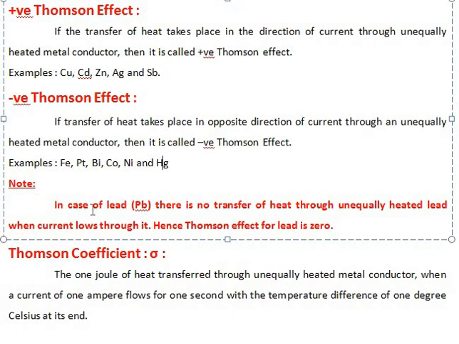Note, dear students, in the case of lead, there is no transfer of heat throughout unequally heated lead when current flows through it. Clear? So hence the Thomson effect for lead is 0. Lead is a poor thermal conductor. So when you heat it, it doesn't absorb heat, but it can conduct electricity. Therefore, no transfer of heat takes place in the case of lead when current is passed through it. So hence the Thomson effect for lead is 0.